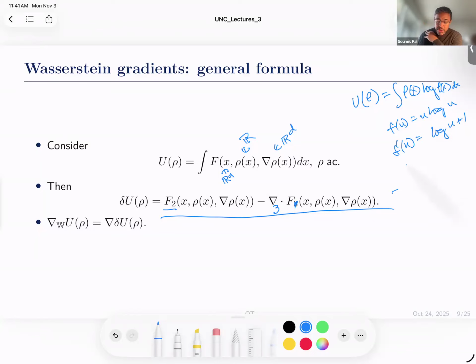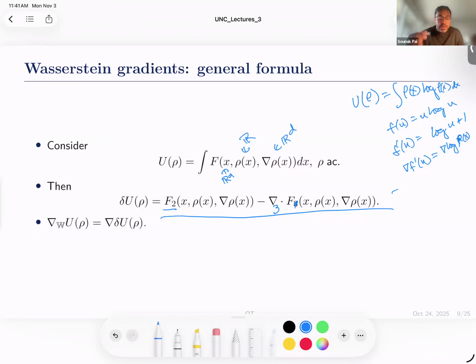And so my Wasserstein gradient is the gradient of f'(u). So this is my gradient of log u, so gradient of log rho(x). Is this calculation clear?